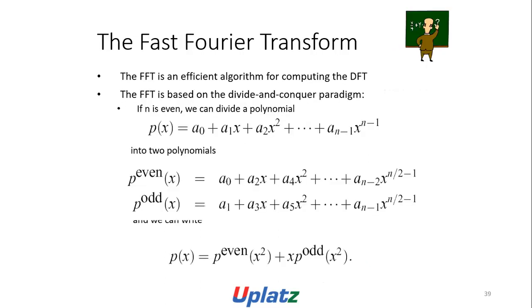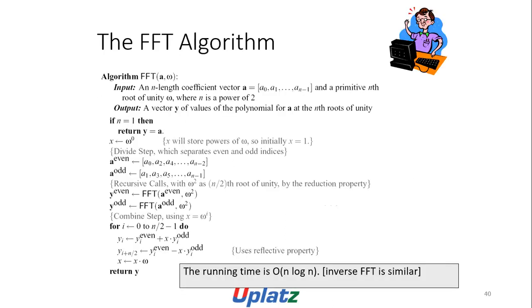Fast Fourier Transform. The FFT is an efficient algorithm for computing the DFT. FFT is based on a divide and conquer paradigm. If n is even, we can divide a polynomial P(x) equal to a0 + a1 x + a2 x squared up to a(n-1) x^(n-1) into P_even equal to a0, a2, a4 up to a(n-2), and P_odd equal to a1, a3, and so on. So P(x) is equal to P_even(x squared) plus x times P_odd(x squared). The FFT algorithm is shown here, and the running time is of the order of n log n. The inverse FFT is similar.